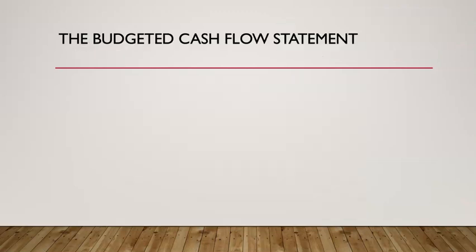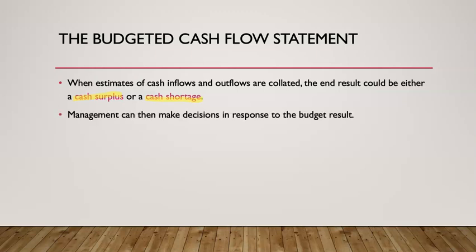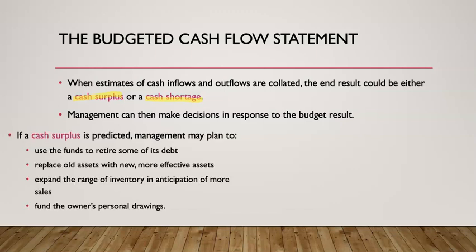So the budgeted cash flow statement gives us lots of information. It gives us estimates of cash inflows and outflows. And this will tell us, do we have a cash surplus or a cash shortage? And this allows us to make decisions. If we have a cash surplus, we have lots of cash. We have a prediction that we're going to make more cash in our inflows than outflows in that period. This allows us to make some decisions if this is what we think is going to happen. Should we save that money, or may the management plan to do some other things?